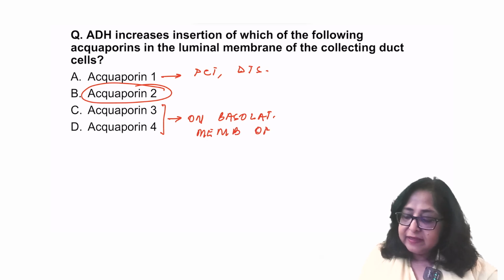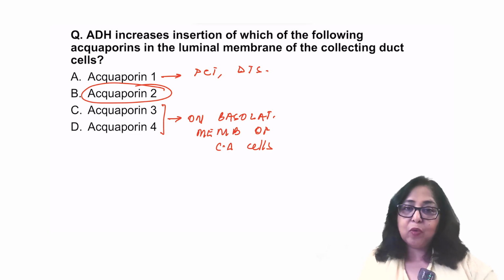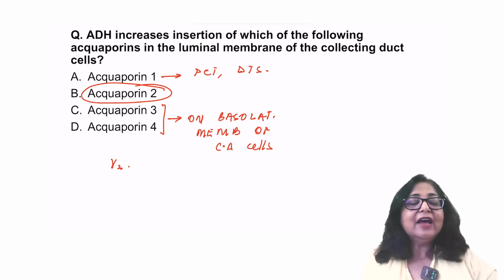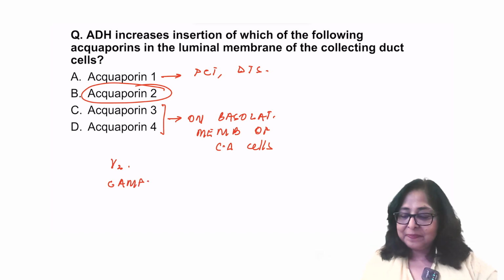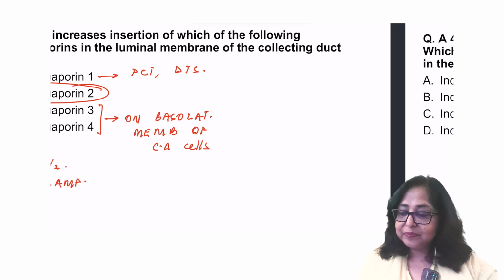ADH does not have any effect on aquaporins 3 and 4. It affects only aquaporin 2. What is the receptor for ADH on the collecting duct cells? V2 epithelial receptor. Second messenger is cyclic AMP. So answer is B, aquaporin 2.